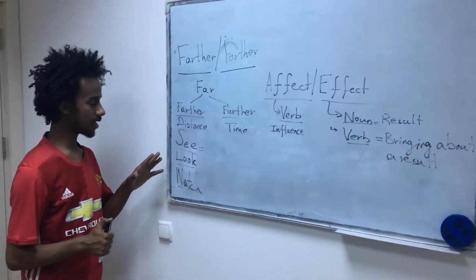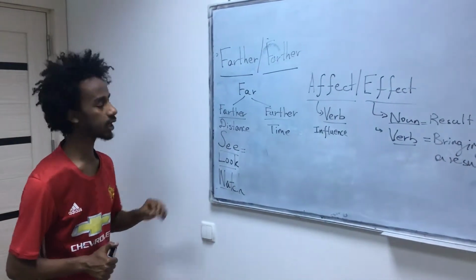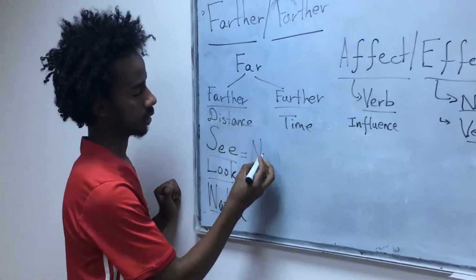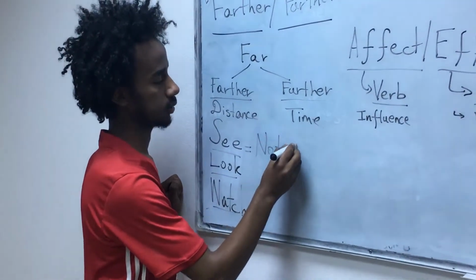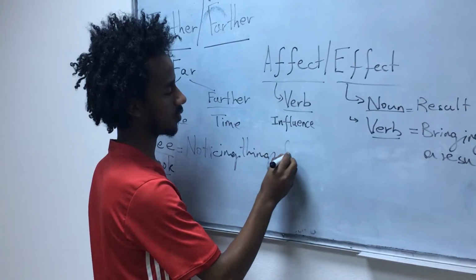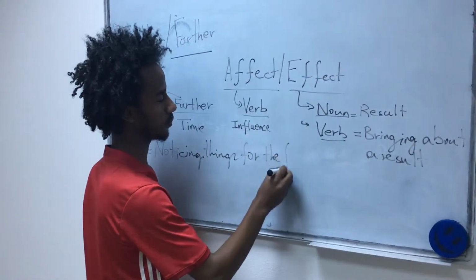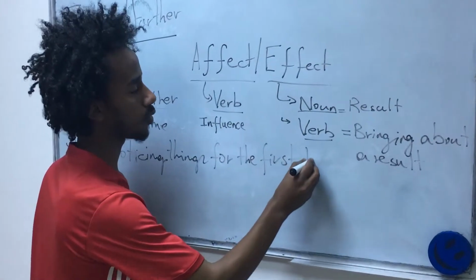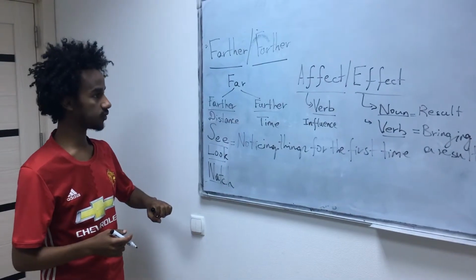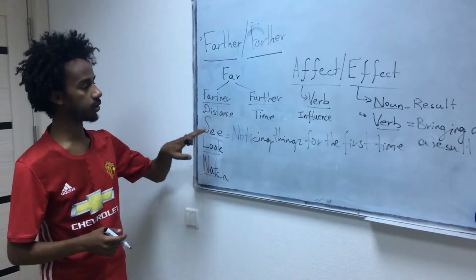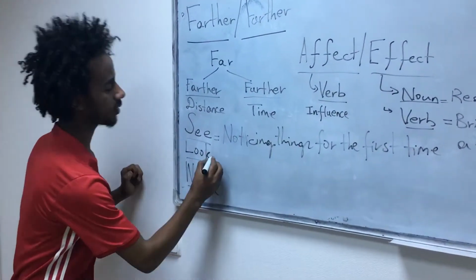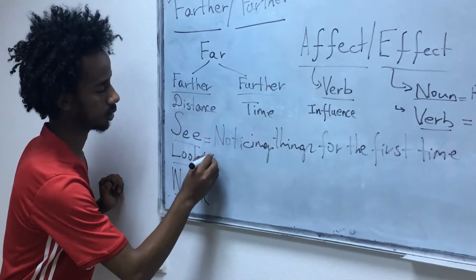So let's get to the last set of words, which is see, look, and watch. When we look at the first one, see, it's more about noticing things for the first time. It's about the period of time that we use these different words. So when you use see, we talk about noticing things for the first time, when we direct our attention to it. But look at, you can also add look at here.